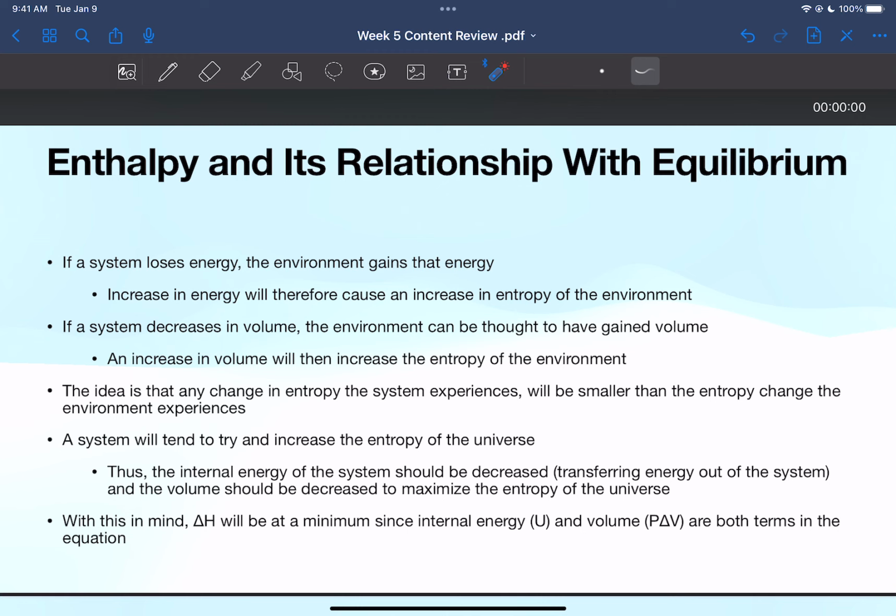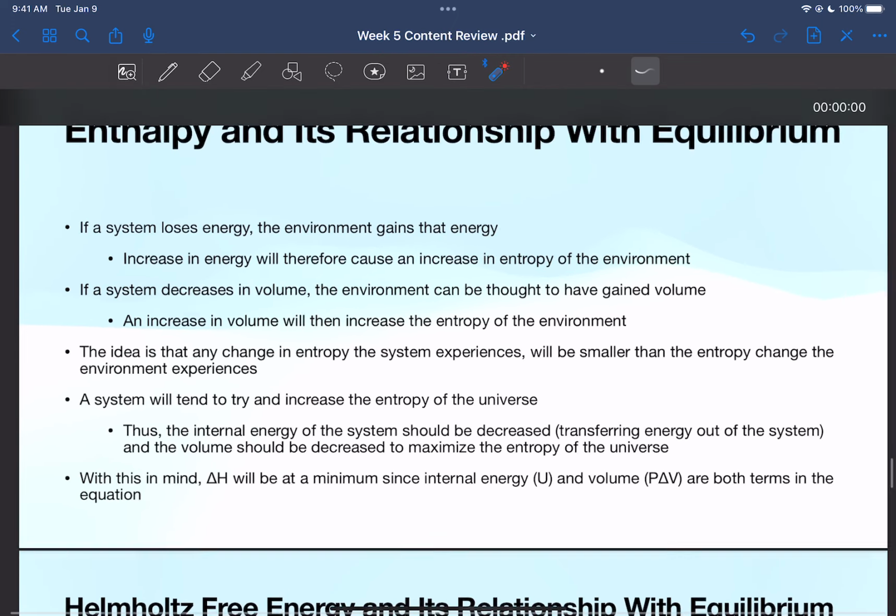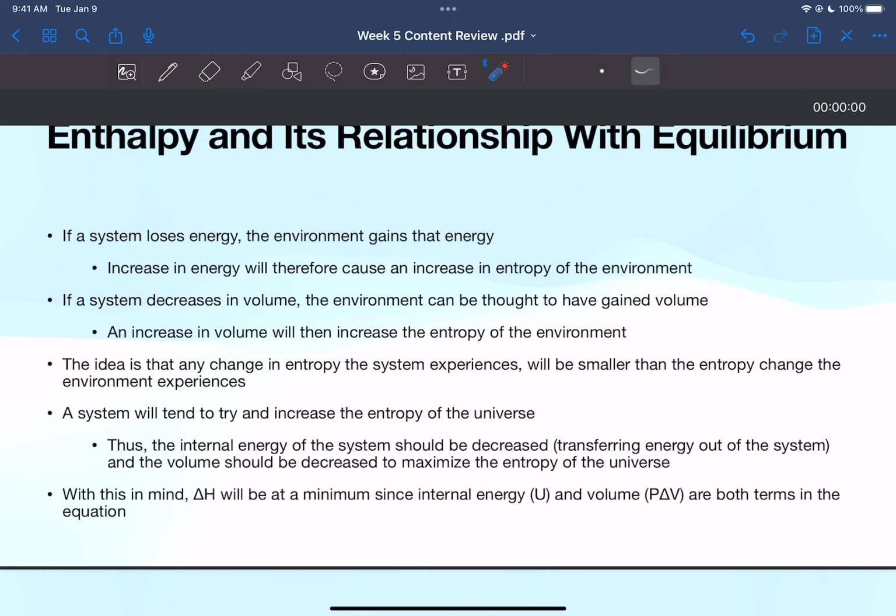Now, what does that mean? Because that is a little confusing, because if we said increase in volume increases entropy, then why are we decreasing volume, right? Well, it's kind of a balance. We don't want the system to experience a horribly huge change in entropy. But at the same time, we want to make sure that the universe is increasing a lot in entropy.